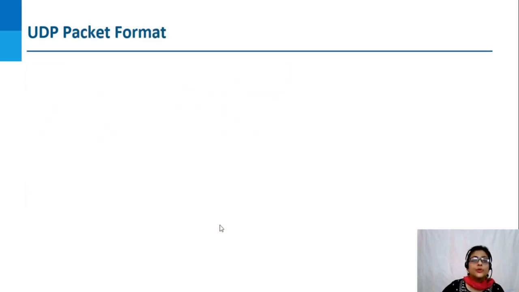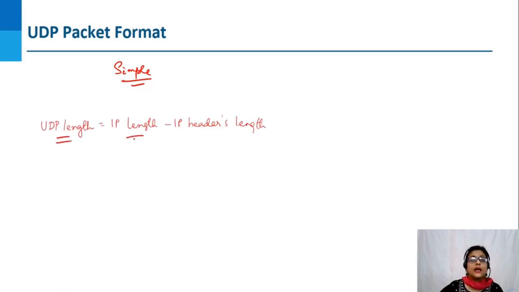Now let's look at the UDP packet format. UDP packet format is very simple in nature. The total UDP length is given as the IP length minus the IP header length, because UDP is encapsulated in IP with the IP header. So if you subtract the IP header length from the IP length, then you get the UDP length.